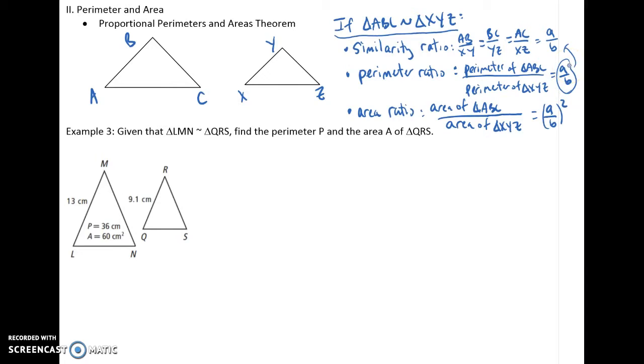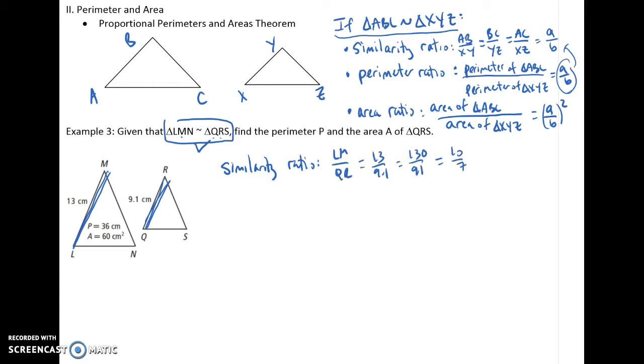Okay. Final example. Notice we are given that the triangles are similar. This is awesome. That means we can use some ratios to help us figure out the perimeter and the area. Okay? So I can't compare the perimeters to get my ratio, but I can compare my sides. So notice how this LM and QR, they correspond because LM and QR are the first two letters in both triangles. So let's find that similarity ratio. So go ahead and do that. So what you get? Did you get 10 over 7? Because that's my similarity ratio.